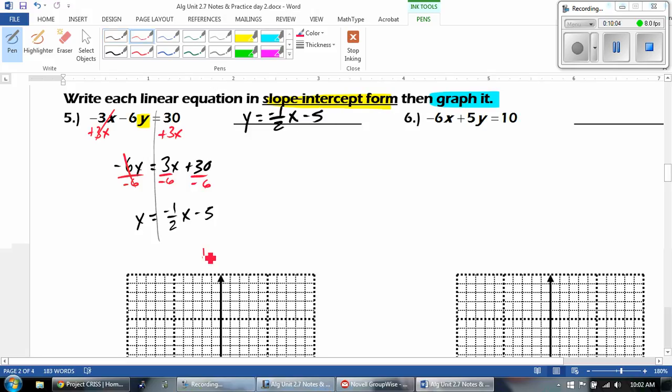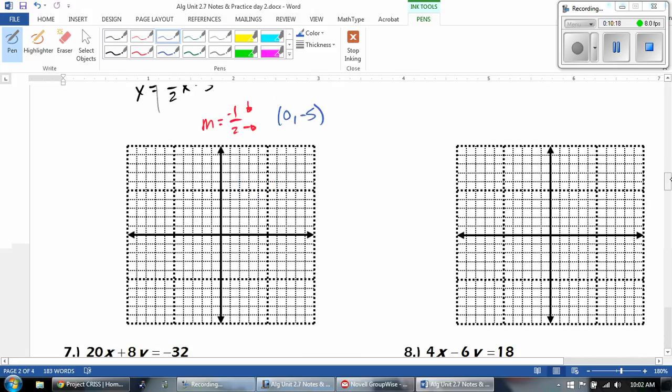And now that I'm going to graph it, I need to know that my slope is -1/2, which is down 1 over 2. And then my y-intercept, where I'm starting, is 0, -5. Okay? So at 0, -5, that's where I start, and down 1 over 2, down 1 over 2, down 1 over 2, in both directions. Okay? And now that I've got that, I'm just going to use my straight edge. I've got my little trusty ruler right here, and graph my line.